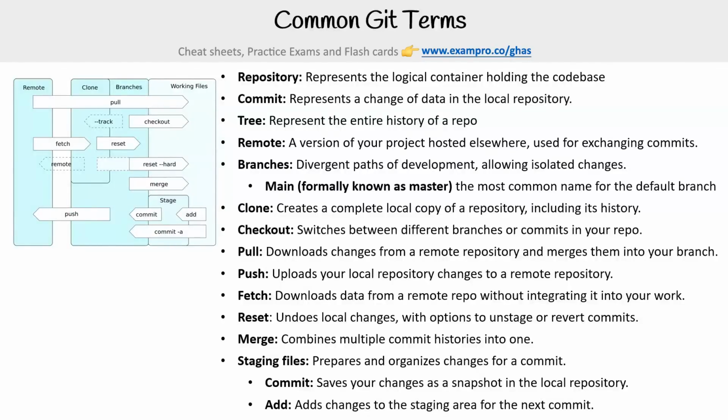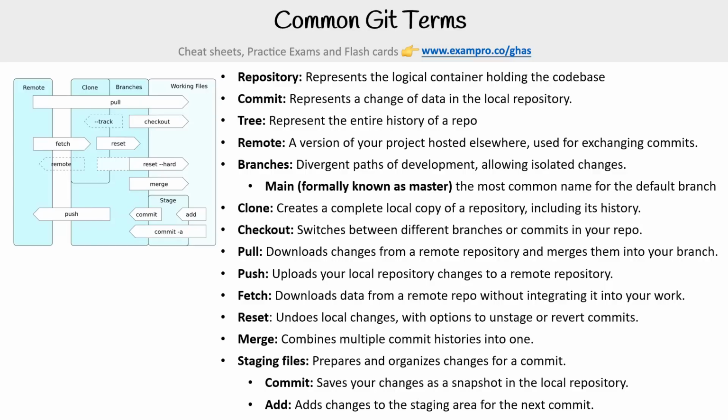Common Git terms for those who don't remember at the moment: repository, commit, tree. I would probably say the most common one that you would use quite often, even if you start from the top, is repository, which represents a logical container holding the code base. A lot of people say, hey, this is my link to my repository, a very common word. Commit is a change of the data that you make to your local repository, that you commit onto the branch that is local on your laptop.